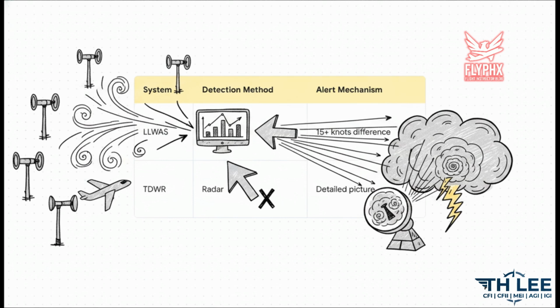First up is the LLWS, or Low-Level Wind Shear Alert System. This system uses an array of anemometers placed strategically all around the airport. They send wind readings to a central computer every 10 seconds. If any reading differs from the average by at least 15 knots, boom, an alert is issued to air traffic control. On the other hand, TDWR, Terminal Doppler Weather Radar, uses a much more powerful, narrower radar beam. This paints an incredibly detailed, real-time picture of developing thunderstorms at high-risk airports.